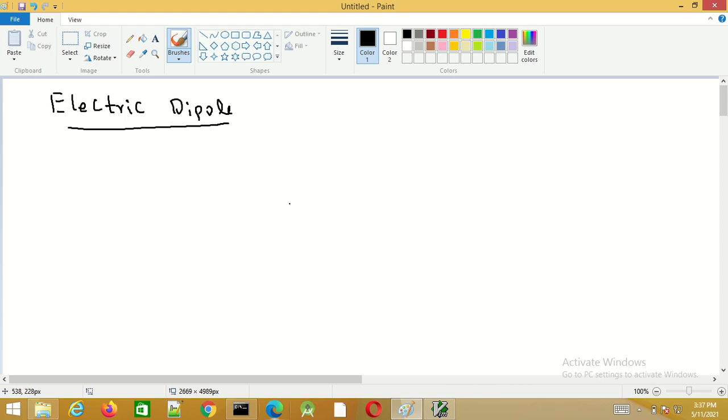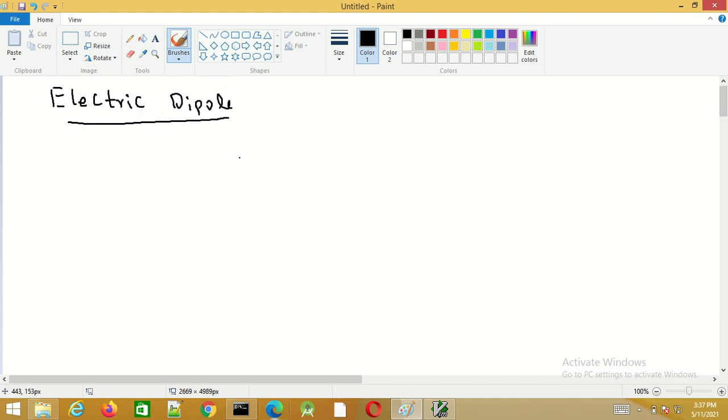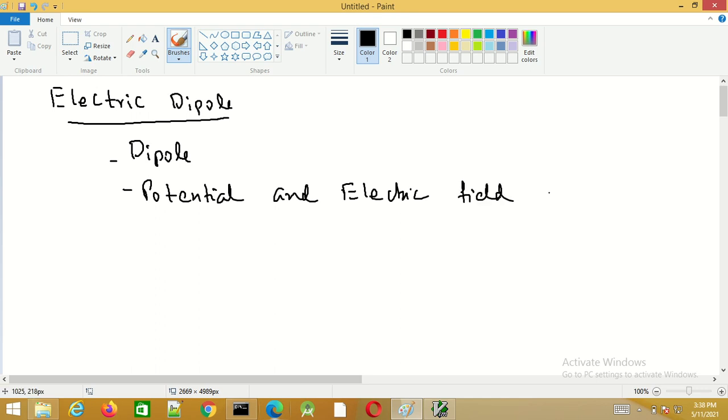In this session, we'll discuss the electric field, the electric dipole, and the potential due to a dipole, and also the electric field due to a dipole. So first of all, we'll see what is a dipole.